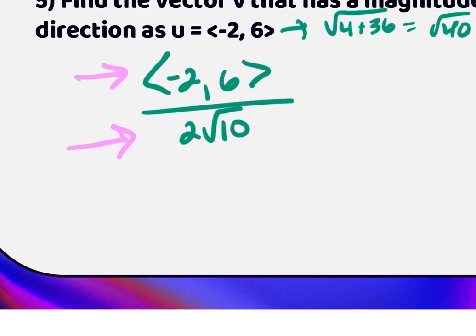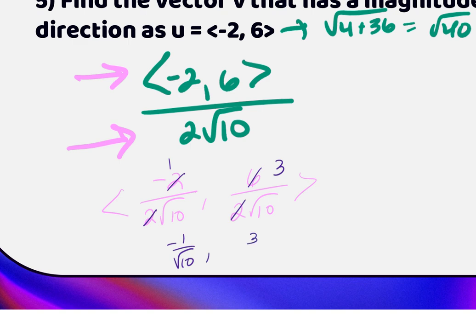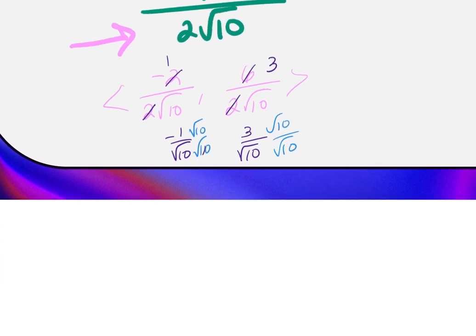Then you've got to split this. So it'd be negative 2 over 2 root 10 and 6 over 2 root 10. We're going to rationalize, but I would simplify first. So 2 and 2 cancel. That's really just a negative 1, so negative 1 over root 10. And then 2 goes into 6 3 times, and that's 3 over root 10. And then we rationalize. So we multiply by root 10 in the top and the bottom. And our unit vector is negative root 10 over 10 and 3 root 10 over 10.